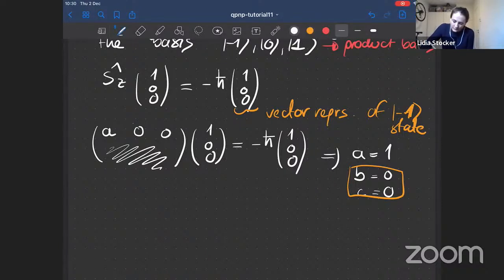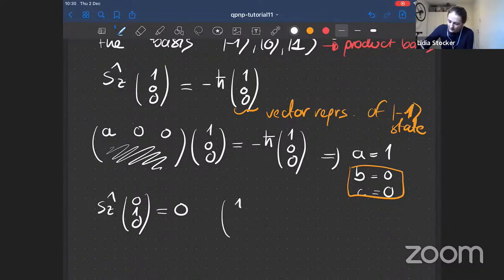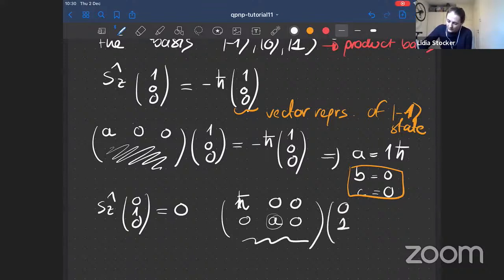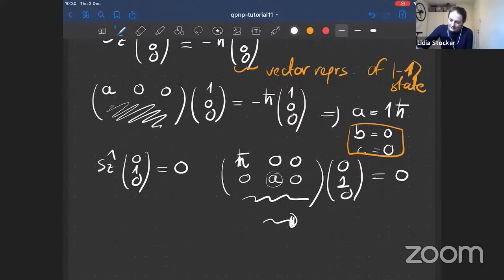Now I can do exactly the same for the next vector. So now I will have Sz times 0, 1, 0, for the 0 vector, equal to 0. Here I have an h bar 0, 0 calculated before, and here an unknown number, and then something I don't care about, times 0, 1, 0. And this must give 0. This means that here we have e equal to 0.